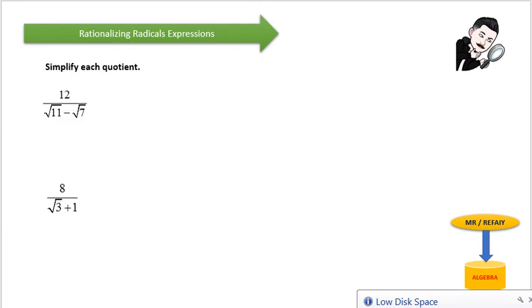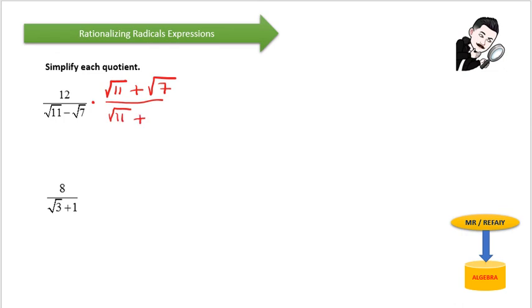Now he said simplify each quotient. Okay, to simplify each quotient, do not forget that we have an expression down here, and this expression has a radical sign. What we have to do here is multiply the numerator and the denominator by the conjugate of the denominator. So we have to multiply up here times root 11 plus root 7. Why plus? Because here this is minus, and the conjugate we have to write with an addition sign. So here root 11 also plus root 7.